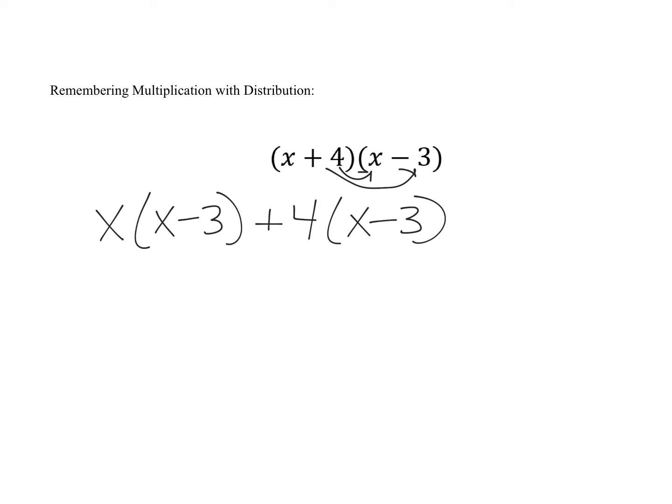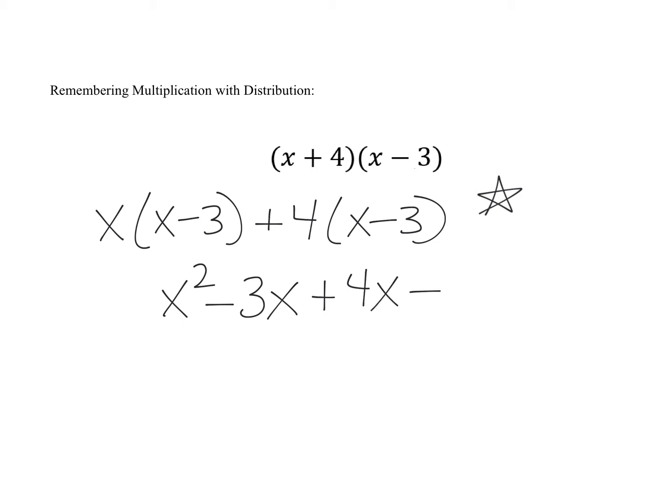Now, the reason I'm showing that to you is because later on when we're factoring, you're going to see something that looks like this. And I want you to notice that x minus 3 shows up twice in this line, even though it's only shown up once in the initial expression. All right, let's keep on moving here. X times x is x squared, and then x times negative 3 is negative 3x, plus 4x minus 12. You're also going to see something that looks like this later on when we're doing factoring.